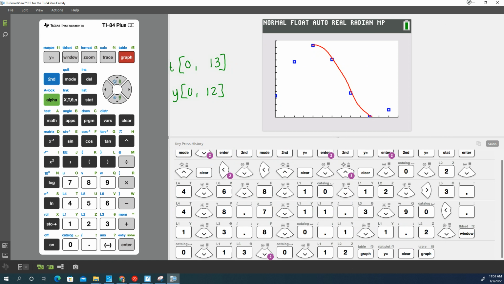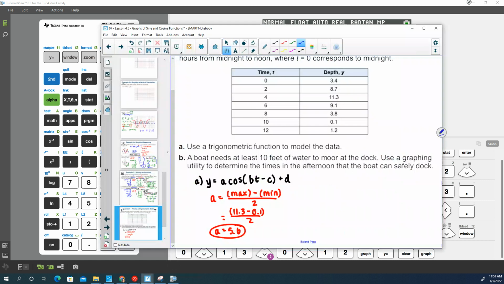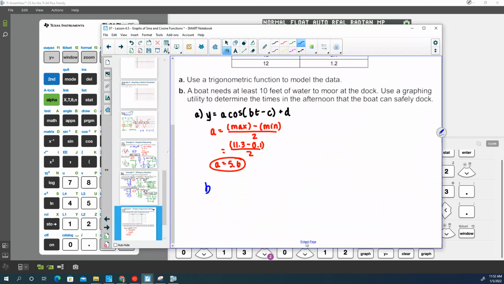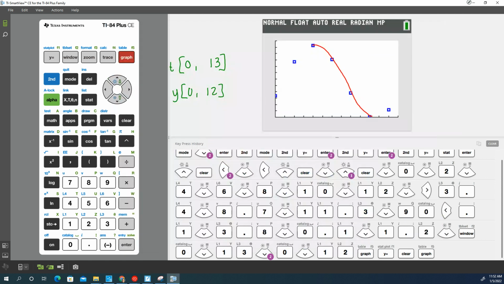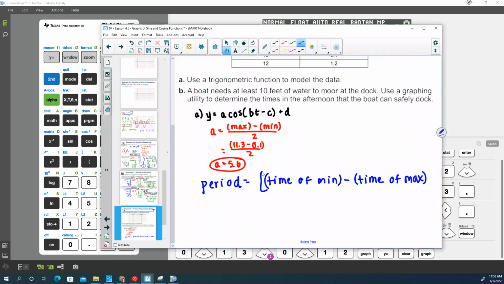Okay? So in this case, I'm going to find this length right here. So the time of the min, and I can write this out too. So to find the period, I did my time of my min, because that's my x, minus my time of my max. I found that length. Oh, it's min minus max. Well, in this case, because I'm finding this length right here, it's the difference between them. And then I just doubled it.